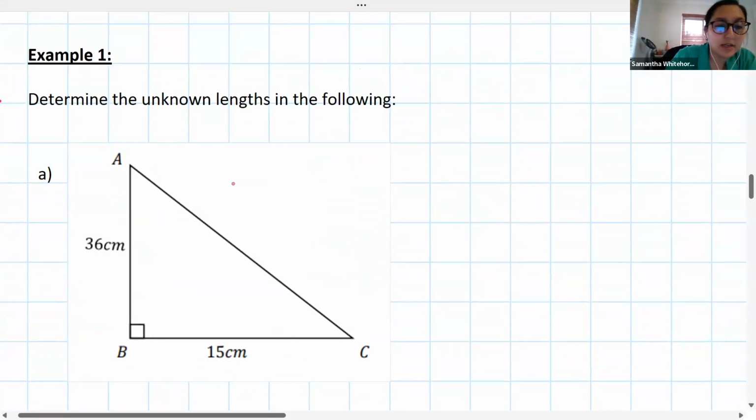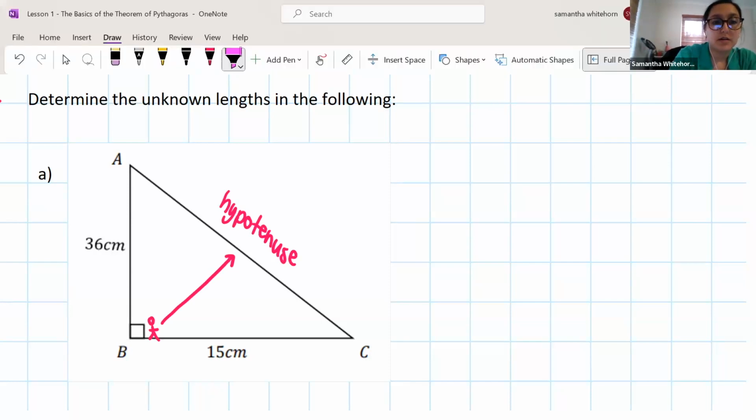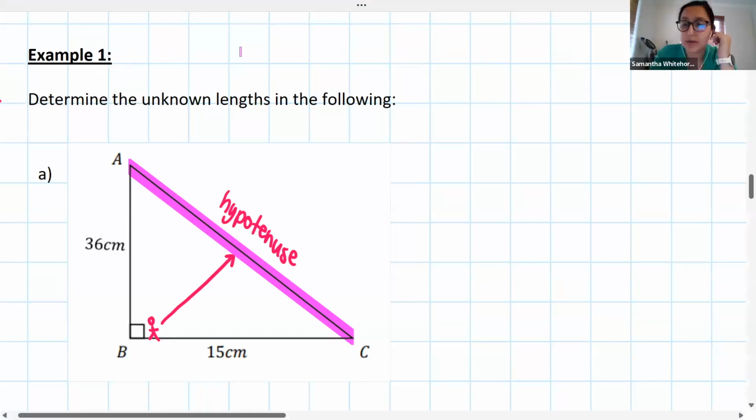So here's my right angle, and if you're confused of how to identify your hypotenuse, imagine yourself standing at the right angle and looking directly opposite you. The side that is opposite you will be your hypotenuse. So AC is my hypotenuse. That is our unknown length. I know it's the unknown length because, as you can see, it's got no measurement on it. AB has 36, BC has got 15. AC is the only one without a measurement, so that's the unknown length that I'm trying to find. So I'm trying to find the hypotenuse.